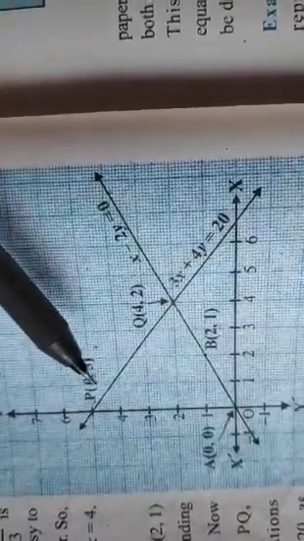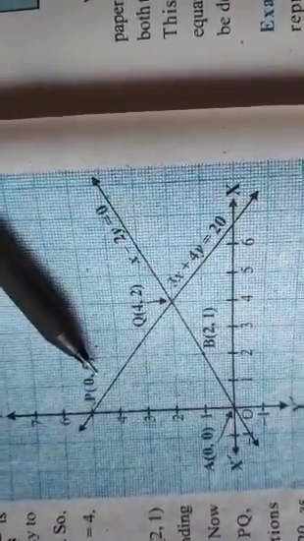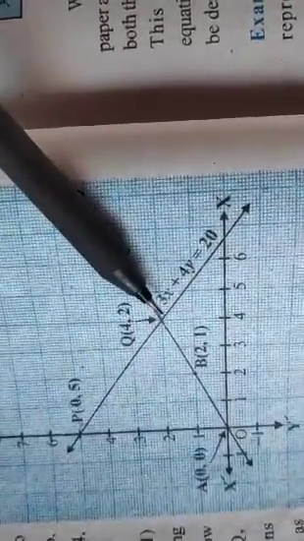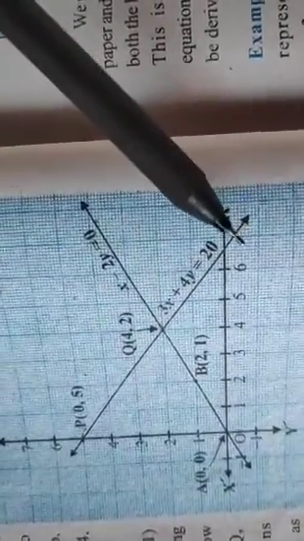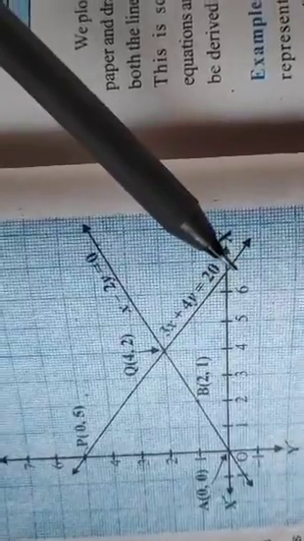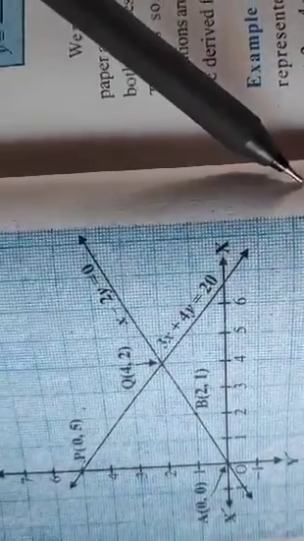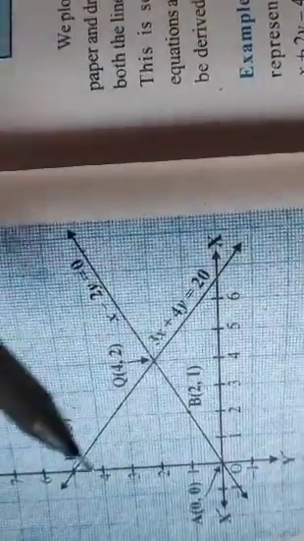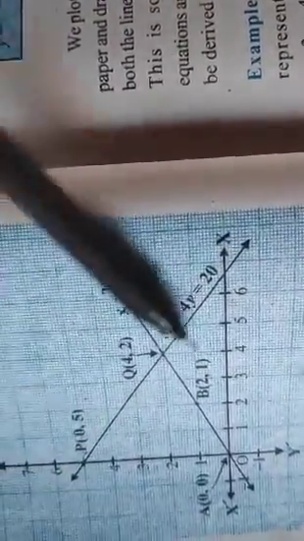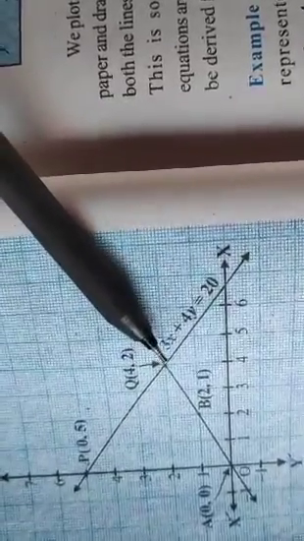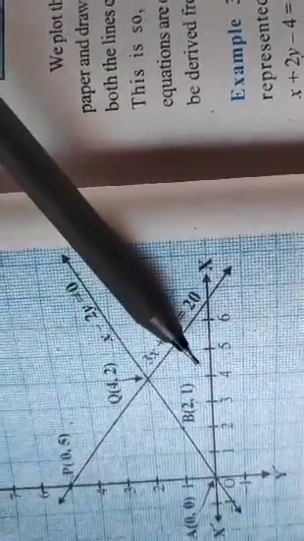Second pair of points I told you is 0, 5. Then 4 and 2. Here 4 and 2 is plotted. And minus 4 and 8. Minus 4 and 8 means it will come to the lower side. Now here they have not taken that value, so 2 points is enough. 2 points are there, so you can just join them. Where the points intersect, that is the solution. 4 and 2 is the solution for this pair of equations.